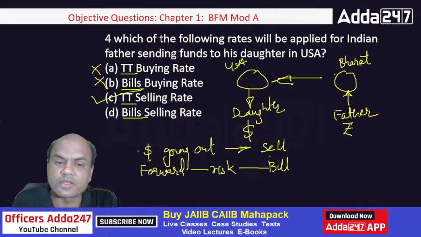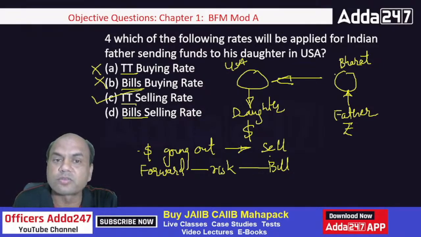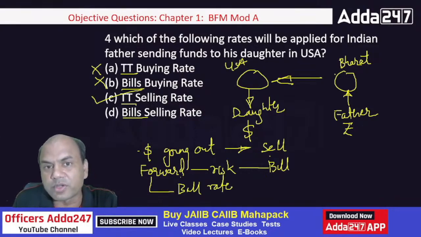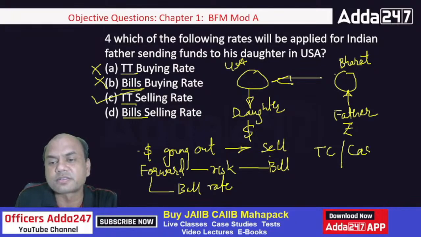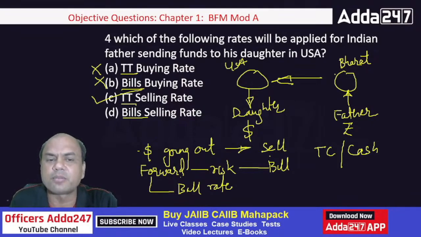TT selling rate. Always remember, whenever you are doing some transaction which is forward dated or future dated, you are booking a contract for 2 months, for 3 months, then it is a forward transaction. In that case, you will always use the bill rate. See here, in forward transactions, you will always use the bill rate, bill. In normal transactions, without any forward, without any risk, we'll be using the TT rates. There are other rates also. There is a TC rate, traveler's checks rate. There is a cash rate, cash. There are basically 4 important rates in forex: TC, cash, TT, and bill.